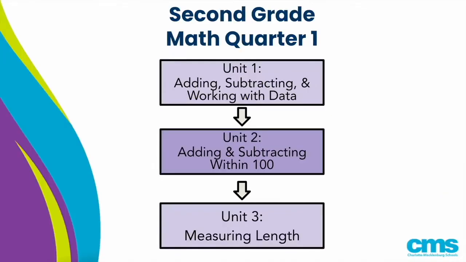In 2nd grade, Quarter 1 includes the first three units. Unit 1, adding and subtracting and working with data. Unit 2, adding and subtracting within 100. And students will begin working on Unit 3, but that will be continued in Quarter 2.